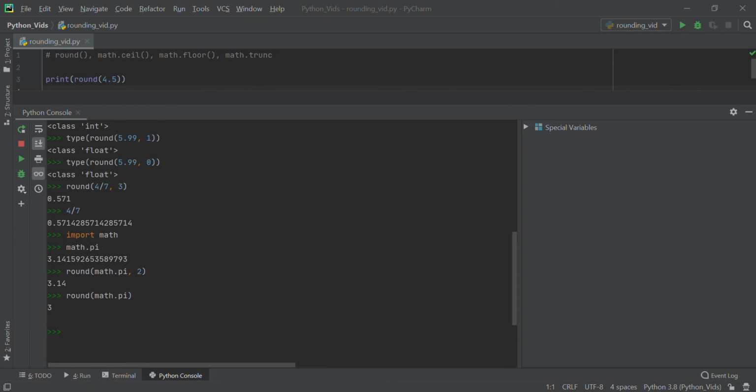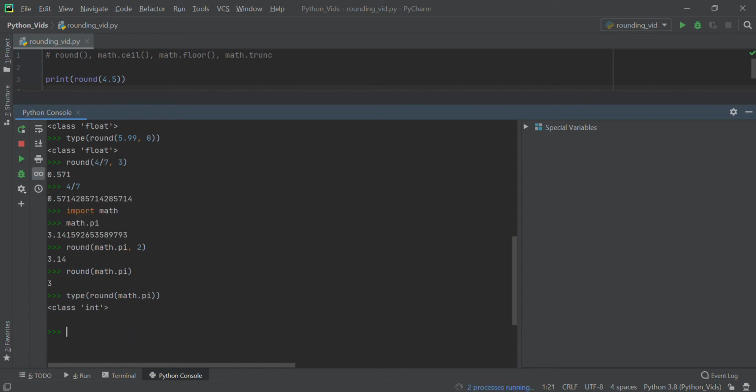Okay, so what type of data is a rounded number? As you saw, it is a float when you have these digits. But what is it if you're just rounding to one digit here, one single digit with no decimal? We can do math.pi again, and let's take its type. And as you see, it is indeed an integer.